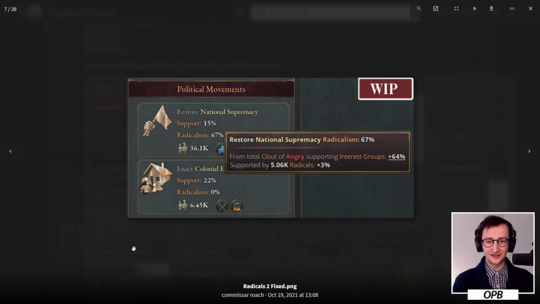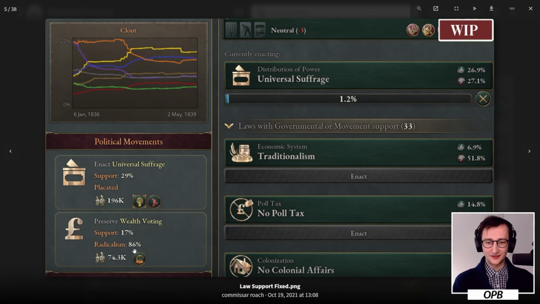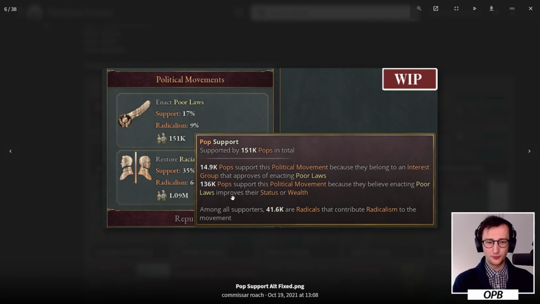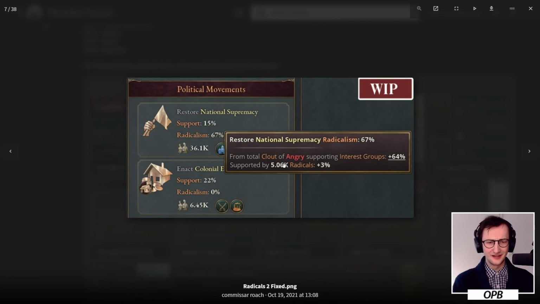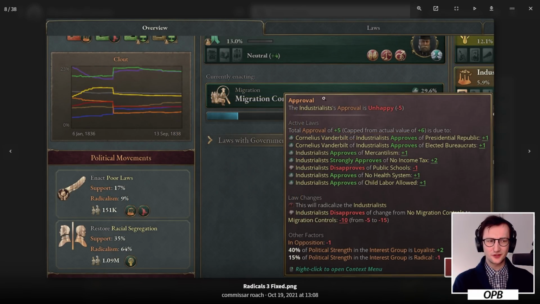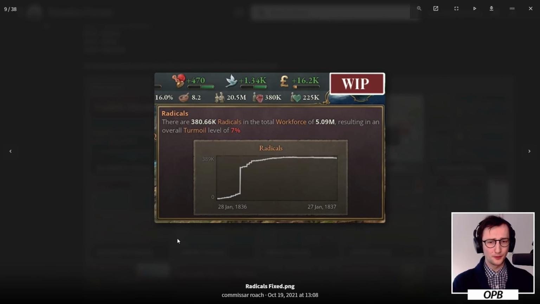And it looks like, if you look at this, wait, let me actually check this, right? We had a pop support, and then we had the radicals with 64% national supremacy. It's a different screen, that sucks. But the clouds of angry interest groups seems to give a pretty big amount here, right? And the industrialists currently are at 5.9%. Who knows how much they actually are of this and how much are radicalized pops, because that's an insane amount of radicalized pops. Super, super interesting. We have a huge degree of radicals, I have to assume.